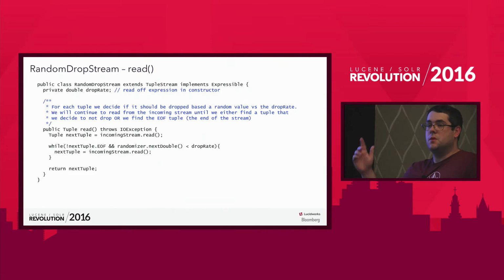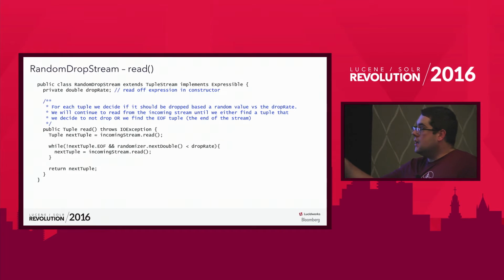Effectively, we're going to drop the one we just read. And we're just going to iterate until we find one that we've decided not to drop. Once we find one we don't want to drop, we're going to return it. There's an important point here: for every tuple that you read off the incoming stream, you don't have to return a tuple to your user.